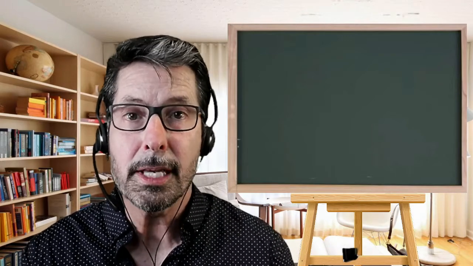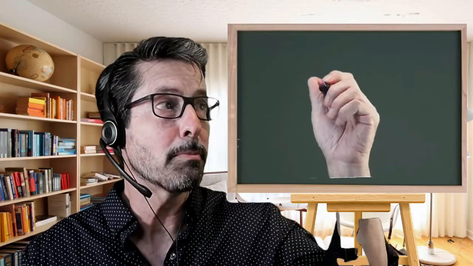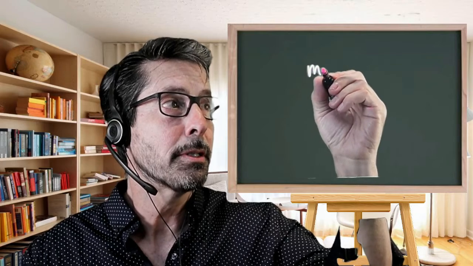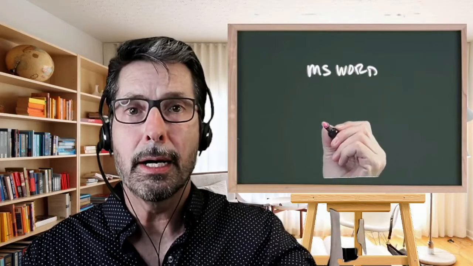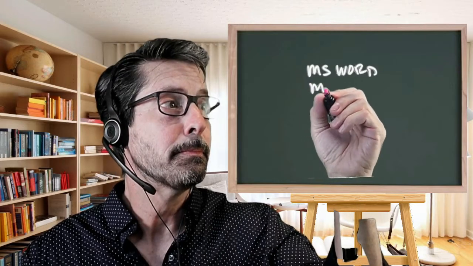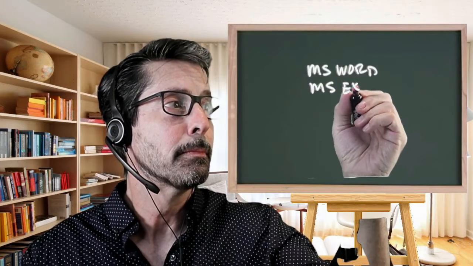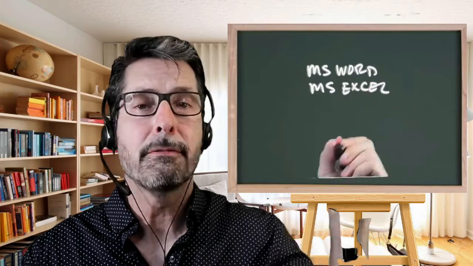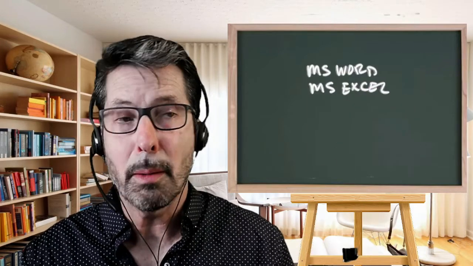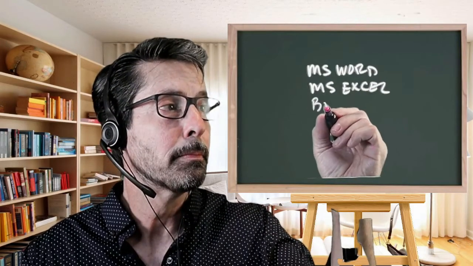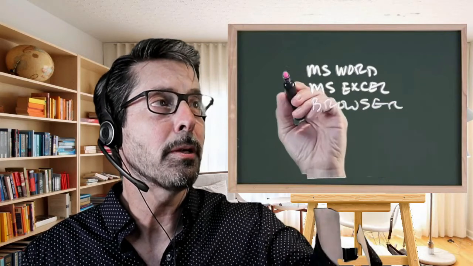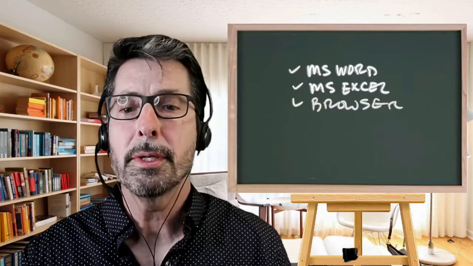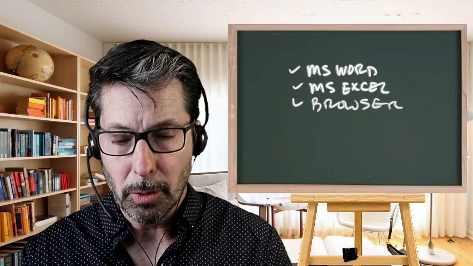And what we're going to do in this example, we're going to use three technologies. We're going to use Microsoft Word, and we're going to use Microsoft Excel, and finally we're going to obviously use a web browser. So we're going to be using 1, 2, 3 technologies. And so let's get at it.